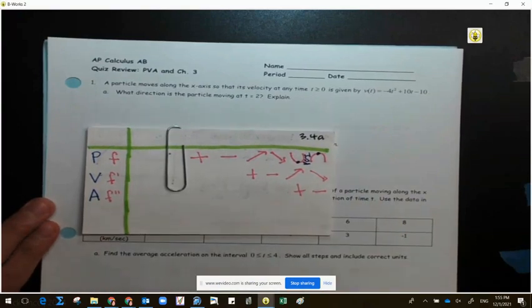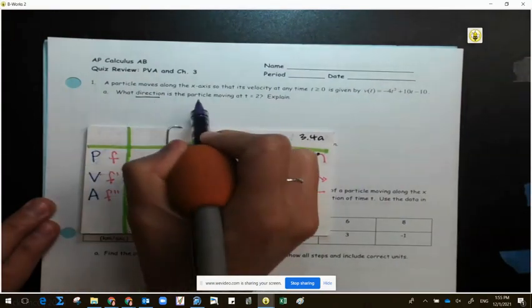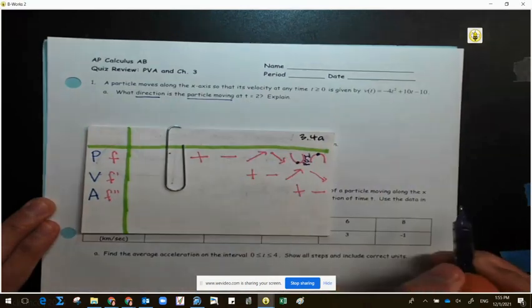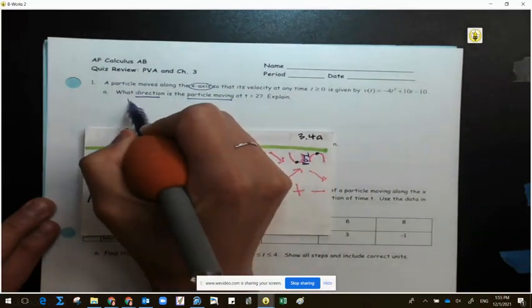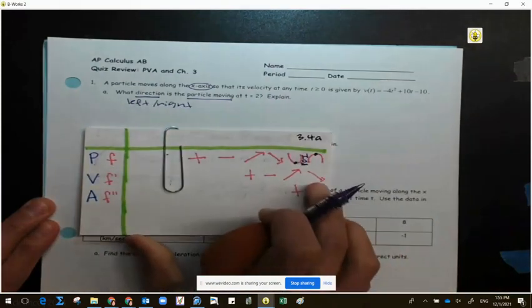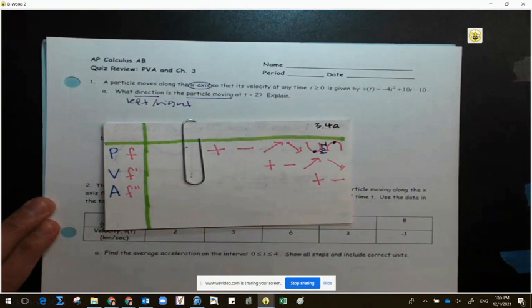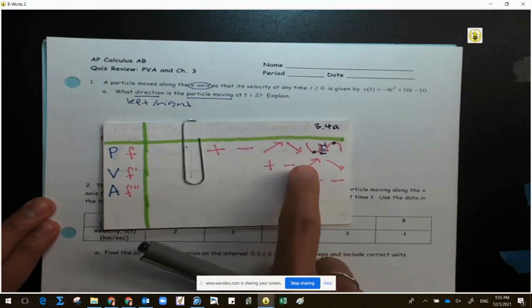Part A. What direction is the particle moving at t equals 2? Explain. So what direction is a particle moving? Now it's moving along the x-axis, so it's either going to be left or right. And let's go to our PVA card. The particle is going to go to the right when the velocity is what? Positive. It's going to go to the left when the velocity is negative.